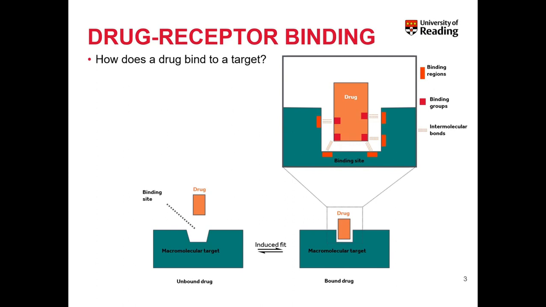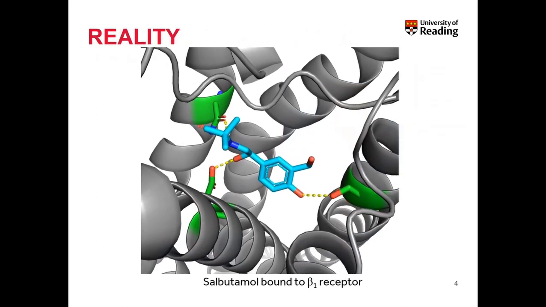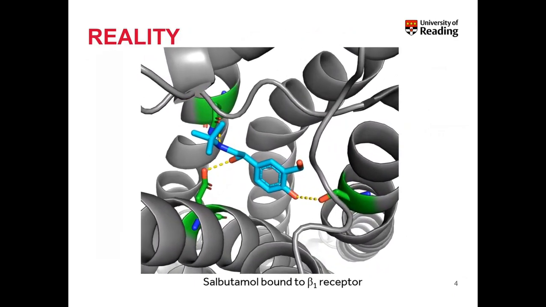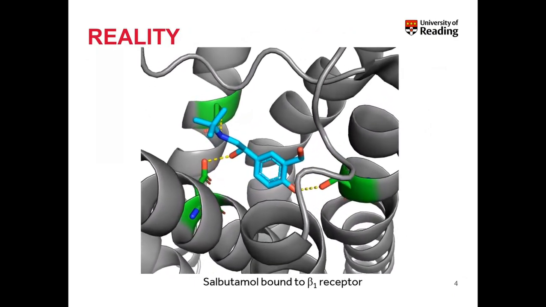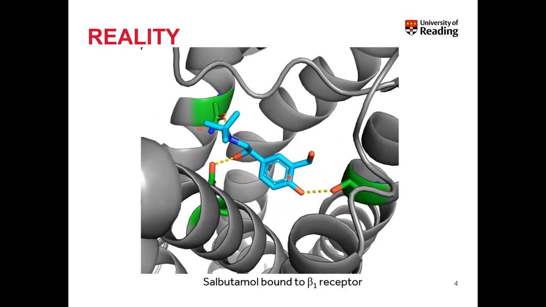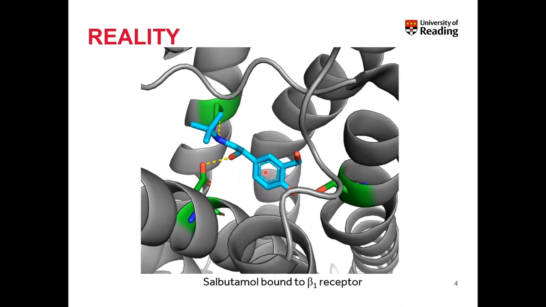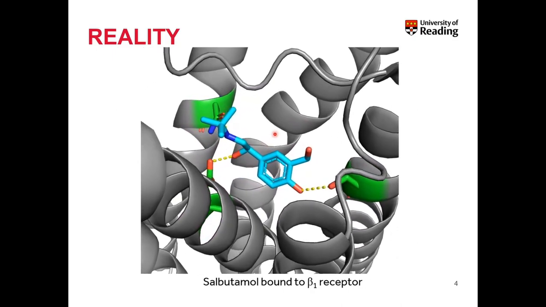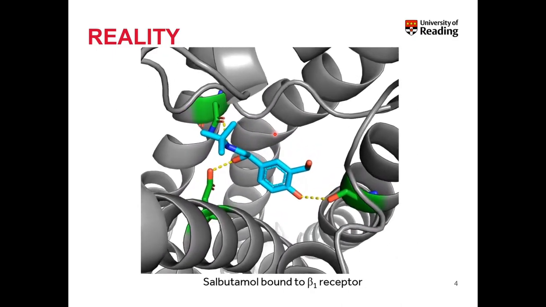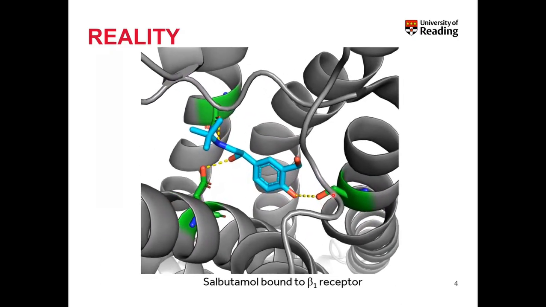Now this view is a schematic view. It's a very simple view of how drugs bind into their target. And so what are we really looking for? How does this look in reality? So this is what a drug binding into a receptor looks like in reality. Here in blue we have salbutamol that is bound into the B1 receptor. Now the receptor is shown in grey, and with the important functional groups that facilitate binding shown in green here.